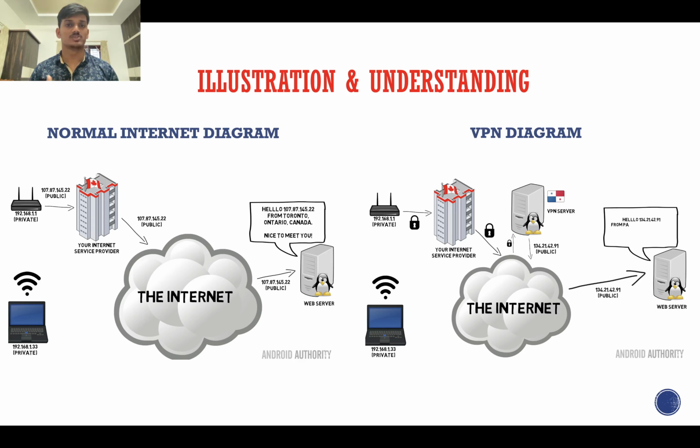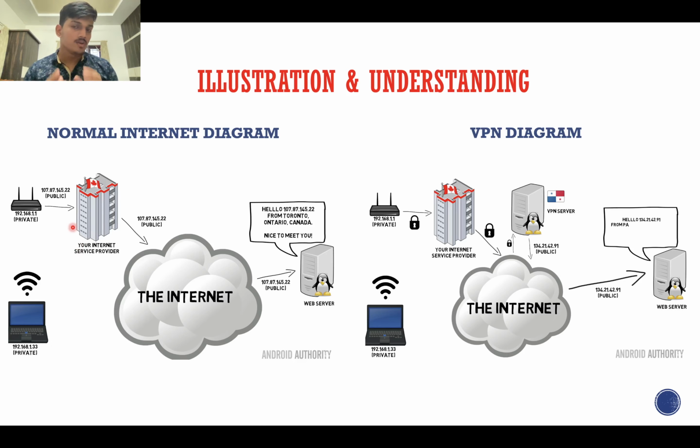Let's have a brief understanding of the normal internet diagram and the VPN diagram. So this is your workstation in a normal internet diagram. Suppose you enter a domain address such as youtube.com, and that domain address goes from this workstation to your router, which has its own IP address, and the internet service provider. This is your internet service provider.